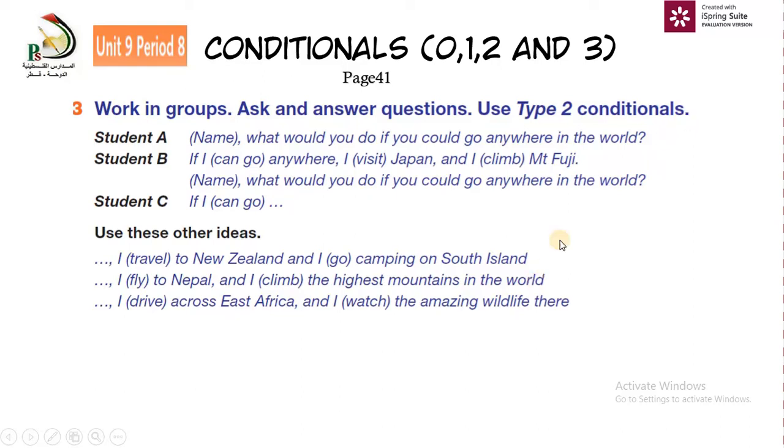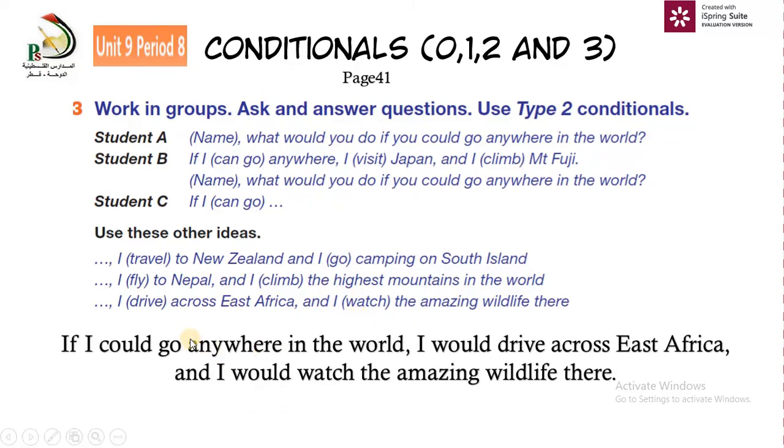So you wrote the rule, now you will change them. I did 1. You can choose any and write them down in your notebooks. If I could go anywhere in the world, I would drive across East Africa and I would watch the amazing wildlife there. So I did this one. You can do these 2 or any of these according to your choice.